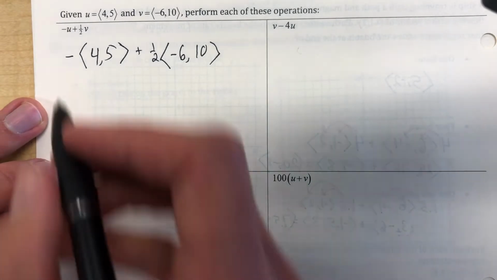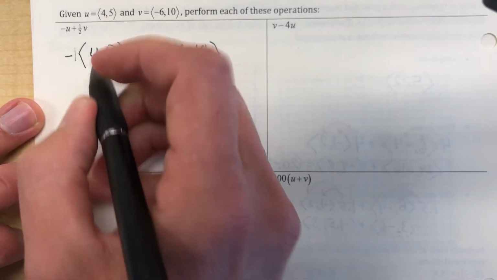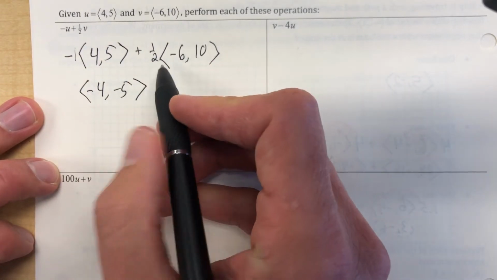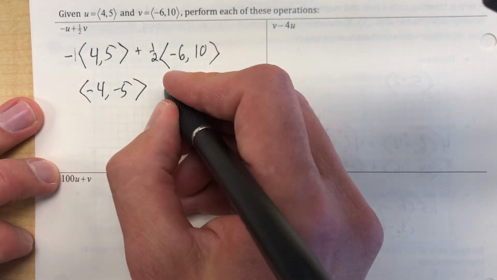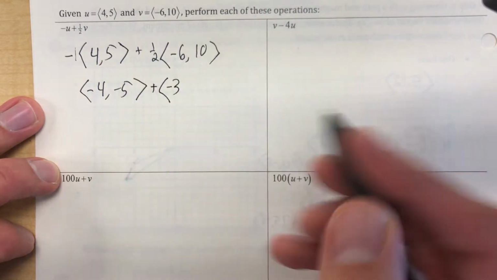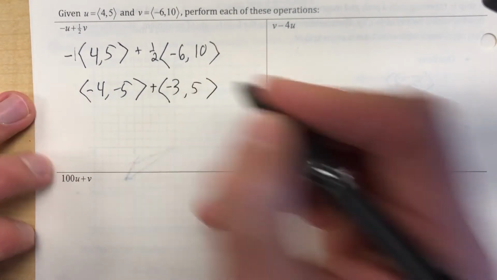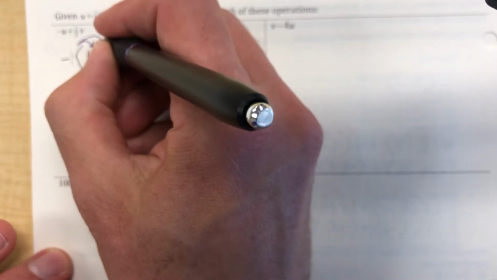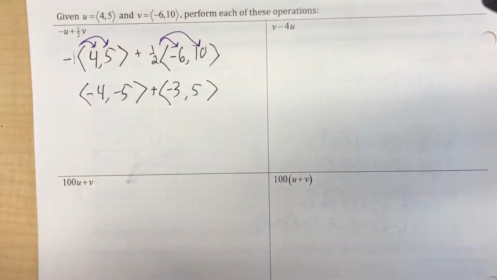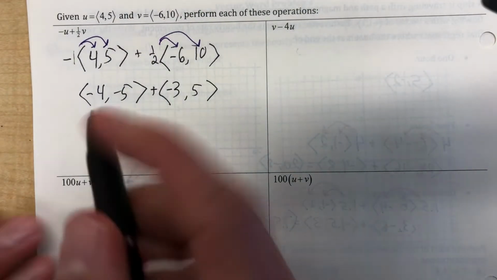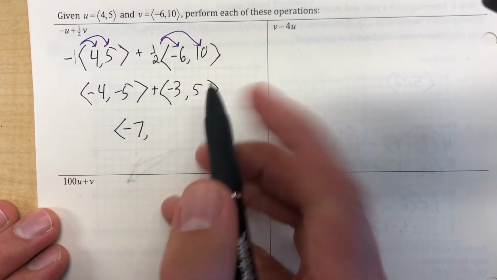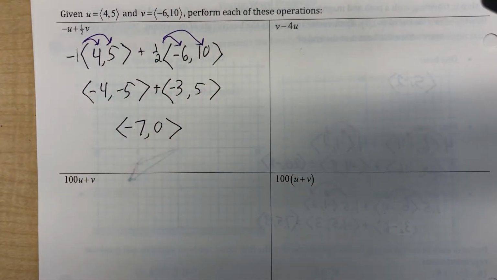And we're going to distribute -1 to 4, -4, -1 to the 5 is -5, and then we'll do the same thing here. 1/2 of 6 is 3. Technically it's -3. 1/2 of 10 is 5. So again, just don't make it harder than it is. -1 times 4, -1 times 5, 1/2 times this, 1/2 times that, and we're good to go. All right, -4 plus -3 is -7. -5 plus 5 is 0. There you go.